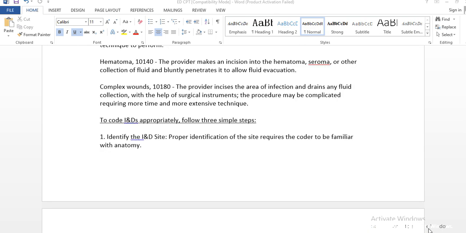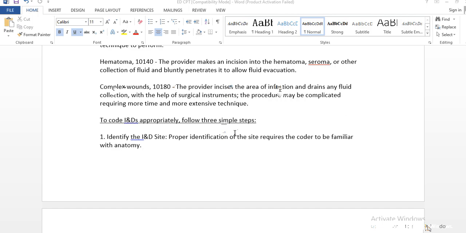So next one is hematoma. Hematoma means accumulation of blood. So for hematoma also the physician will perform incision and drainage. We have only one code for hematoma, which is 10140. We will check in the CPT book. So it is a direct code and we have only one code, 10140, incision and drainage of hematoma, seroma or fluid collection. So guys, whenever we code CPT procedures, we need to know the conditions also.